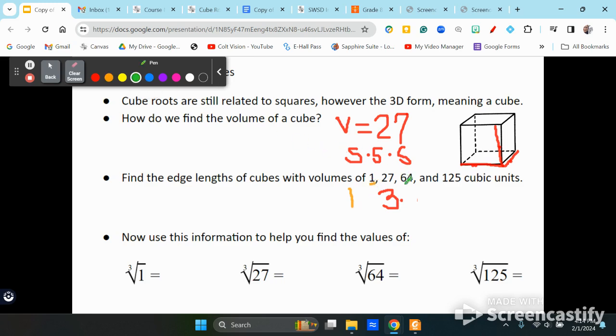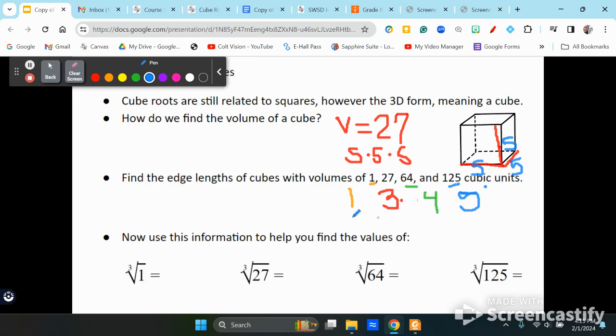And then 64 goes back to the previous slide. We know that the cubed root of 64 is 4. And then what would the next one be? Let's guess the next number, 5. If I put 5 here, 5 times 5 is 25, times 5 again, 25 times 5 is 125. So you can see with cube numbers, it gets bigger really fast.